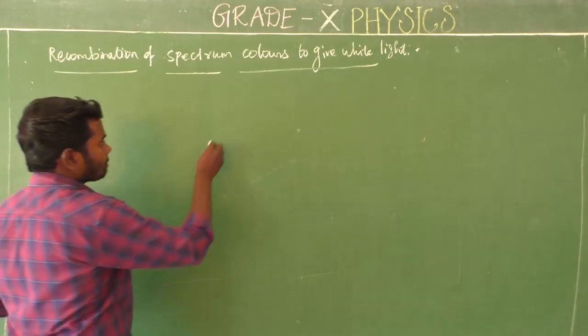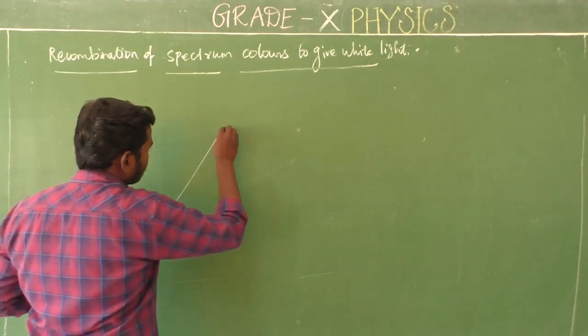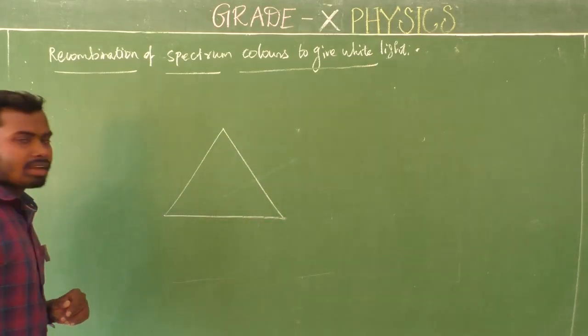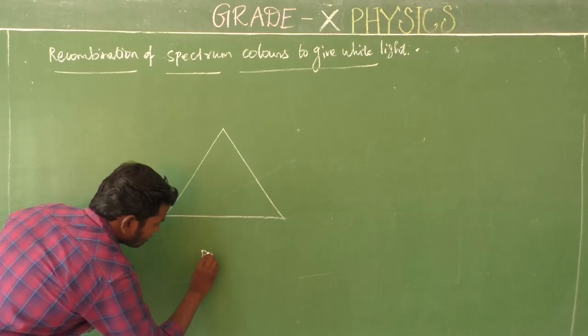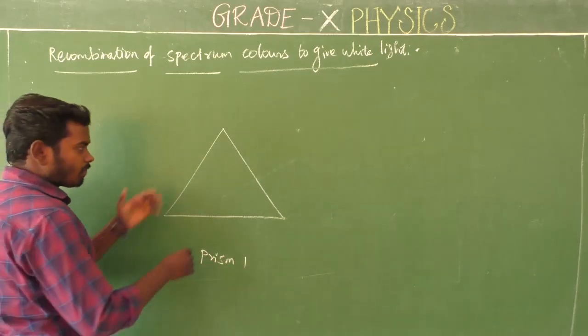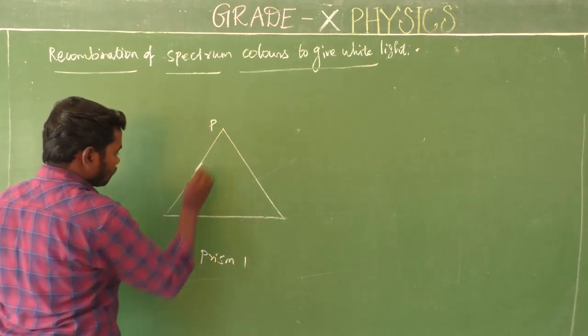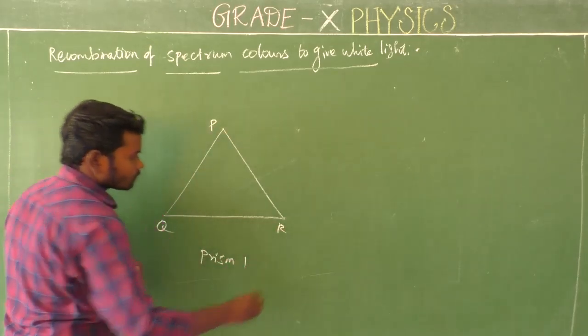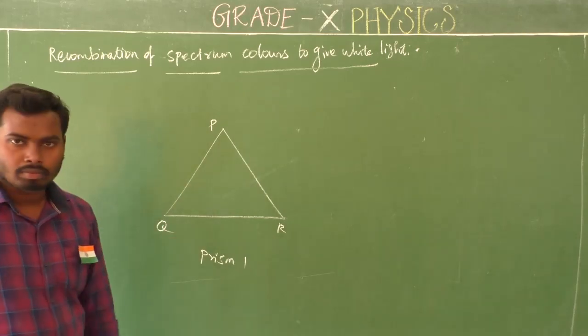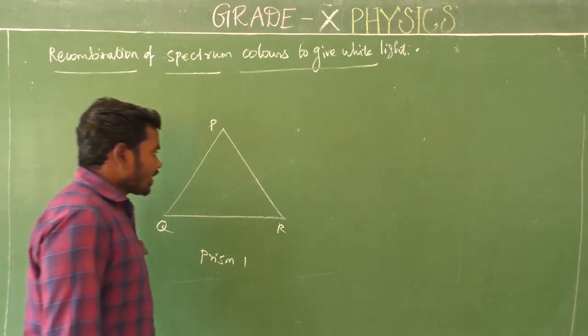Consider a glass prism. So this is prism 1. Then the faces of the glass prism are P, Q, R. This is the first prism. Is it clear? Next one.